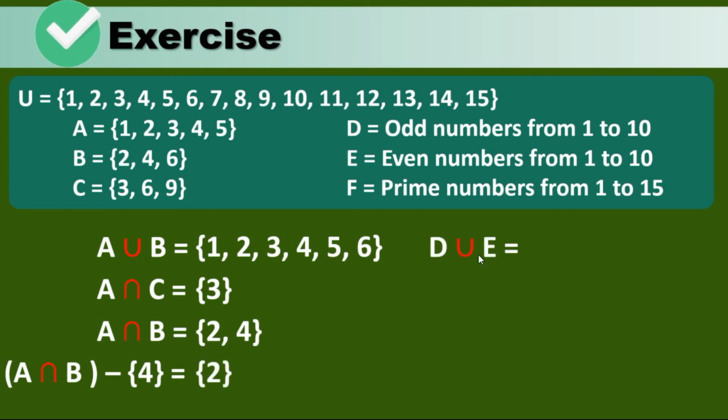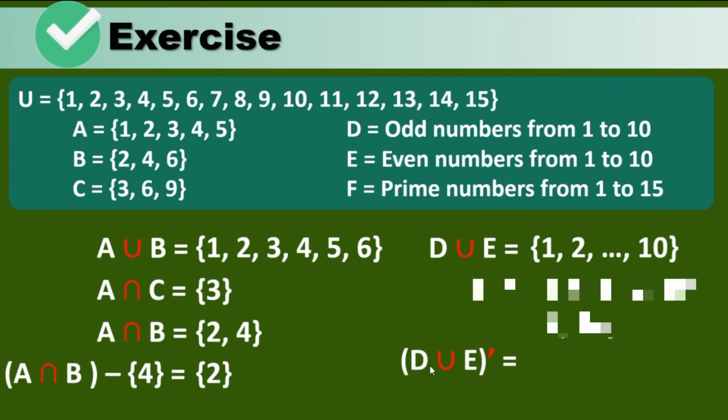D union E. D union E is the combination or the combined elements of D and E. Since D are the odd numbers from 1 to 10 and E are the even numbers from 1 to 10, therefore, D union E is simply 1, 2, 3 up to 10.